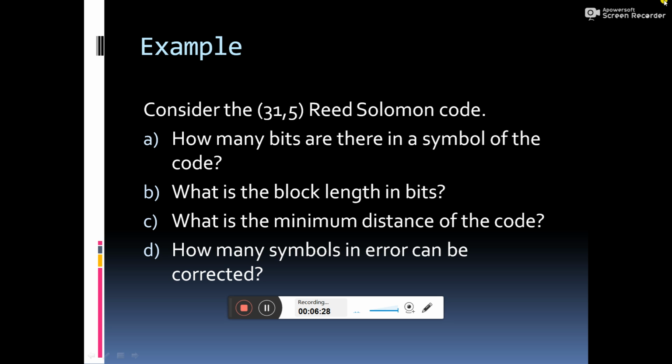Let us see a simple example. Consider a (31, 15) Reed-Solomon code, that is, n equal to 31 and k is equal to 15. How many bits are there in a symbol of the code? What is the block length in bits? What is the minimum distance of the code? How many symbols in error can be corrected? Okay, so let us see the solution.